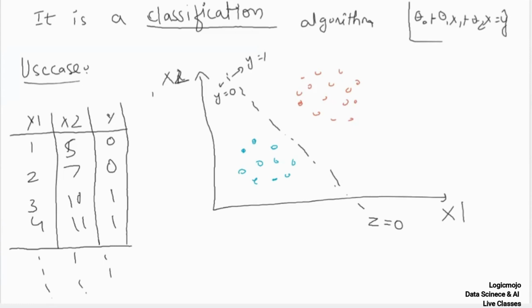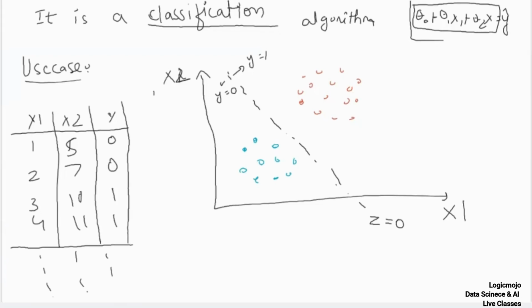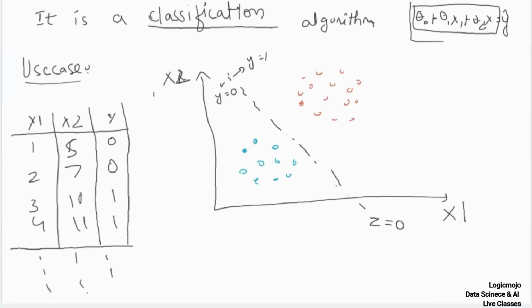So this equation, theta 0 plus theta 1 x1 plus theta 2 x2, is known as z. This expression is known as z. So this line is z equal to 0. Based on this line, we can say that this side it will be red, this side blue. Now, how do we detect? Let's say I have x1 equal to 5, x2 equal to this. After calculating z, I get the value -2.